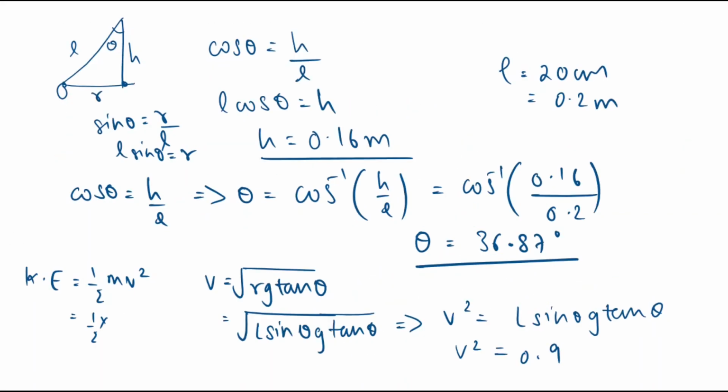So substituting this value here, we get kinetic energy as half into mass, which was 100 gram. 100 gram we can take as 0.1 kg. So 0.1 into V square, which is 0.9. So 0.1 times 0.9 is 0.09. 0.09 divided by 2 will be 0.045. So kinetic energy will be 0.045 joules.